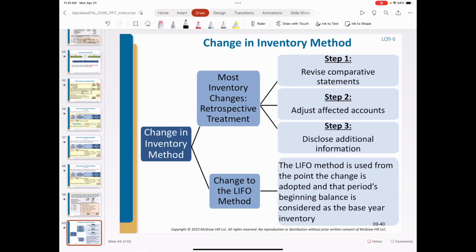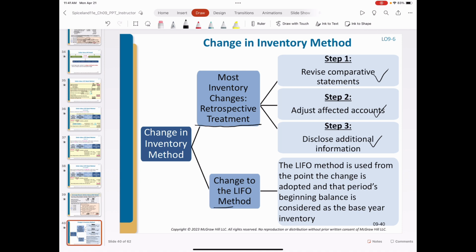A change in inventory methods is a change in accounting principle. In most cases, when this happens, the company should apply retrospective treatment. In other words, the company should restate their prior year financial statements, including the current year when the new method is applied. So revise prior year financial statements, make adjusting journal entries to the accounts that are affected, and disclose the related information in the notes.